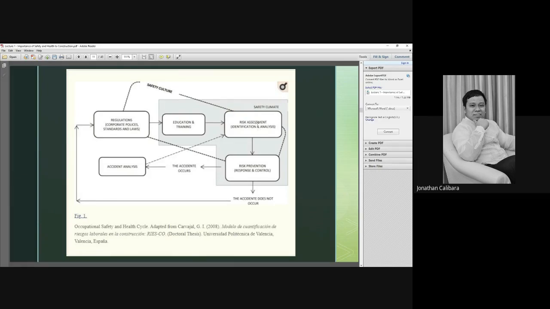next based on the arrow is we have the risk assessment. So this is identification and analysis. You check, analyze, and upon working you assess. Then of course prevent. Then sometimes an accident happens, so you also analyze that accident. That is what you call an accident analysis. But if there is no accident, of course, we call it accident does not occur. So it goes back to regulation. So it becomes a cycle, no?